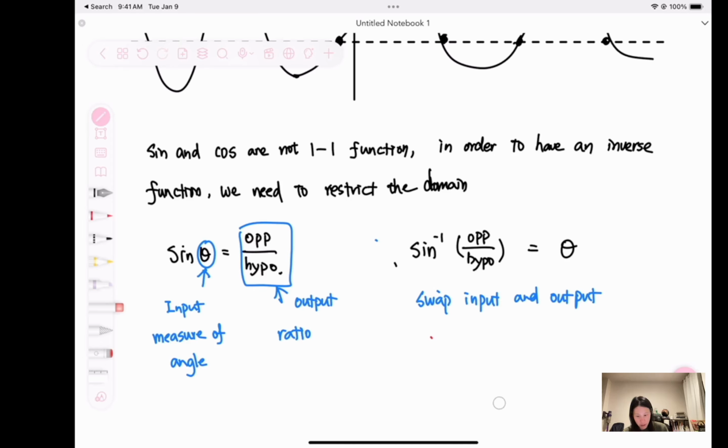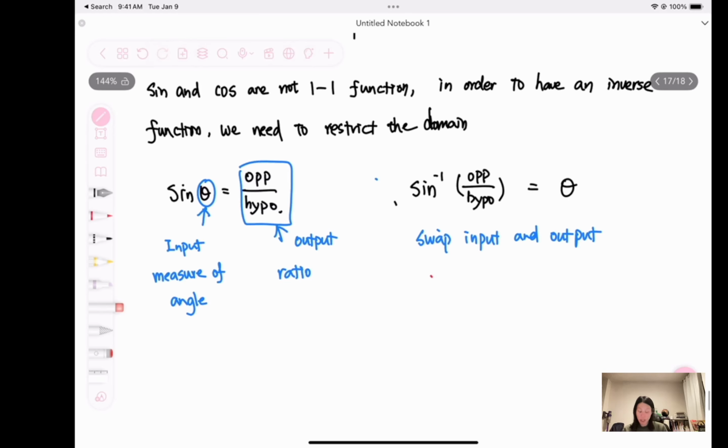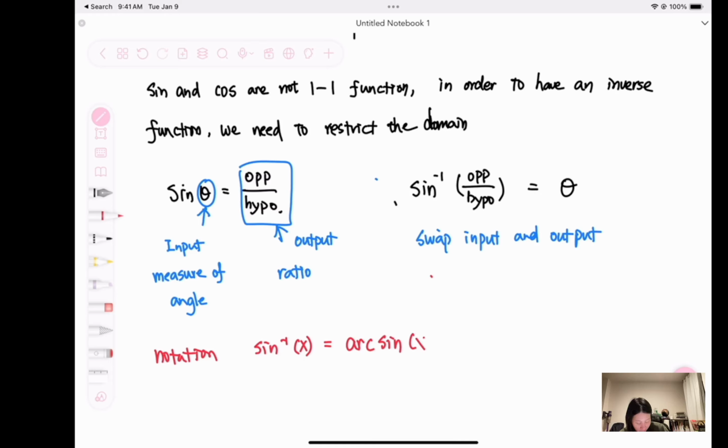Okay, now sometimes we have a different notation. This is just notation. Sine inverse of x, we sometimes write as arcsine x. This means inverse function. So there are two ways to represent the inverse function. Either you have a little -1 on the top, or you put an arc in front of the function.